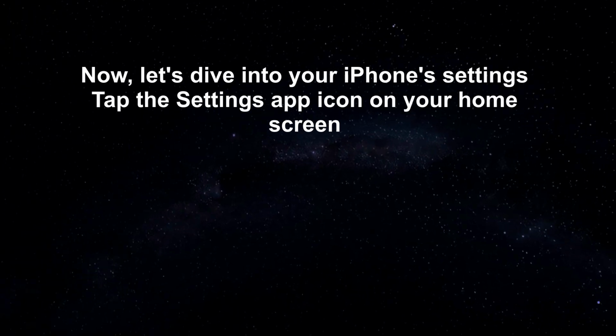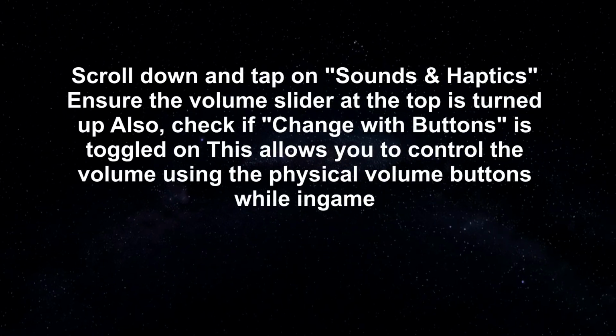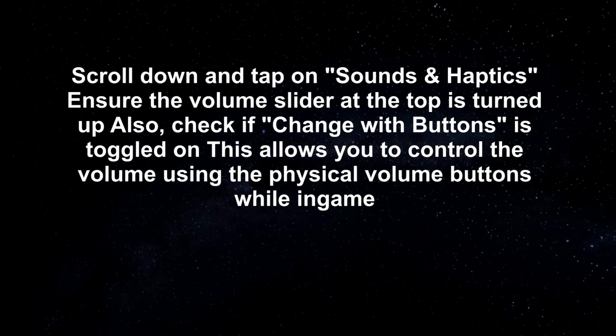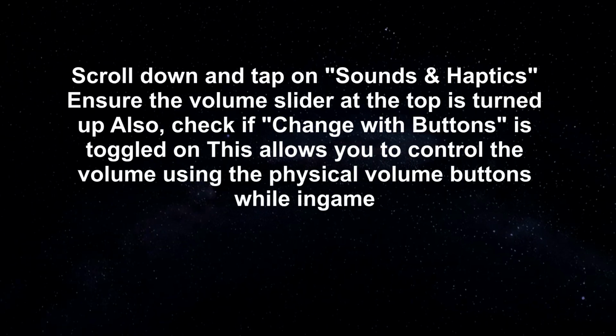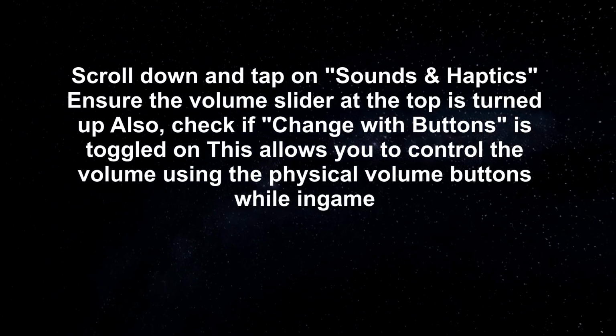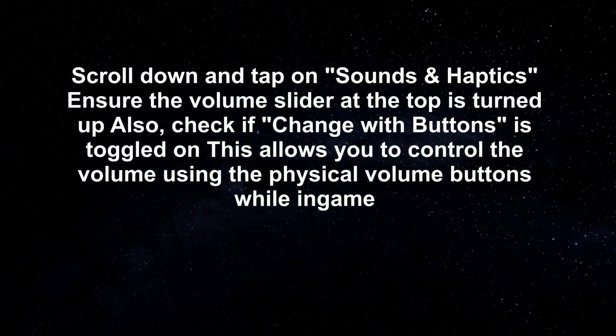Now, let's dive into your iPhone settings. Tap the Settings app icon on your home screen. Scroll down and tap on Sounds and Haptics. Ensure the volume slider at the top is turned up also. Check if Change with Buttons is toggled on. This allows you to control the volume using the physical volume buttons while in-game.